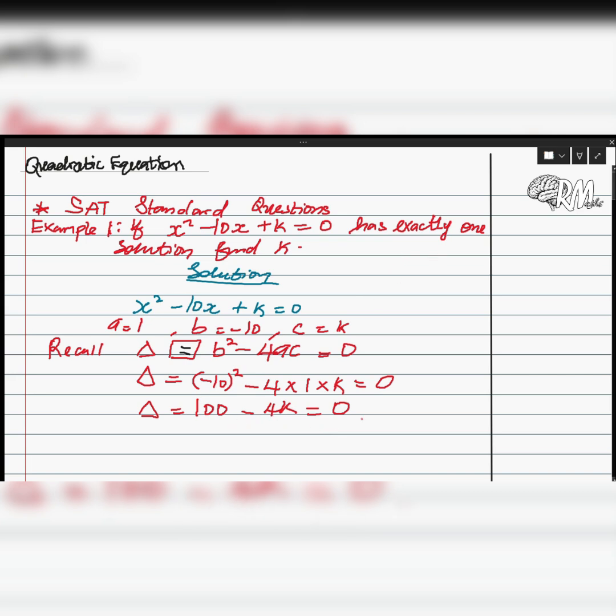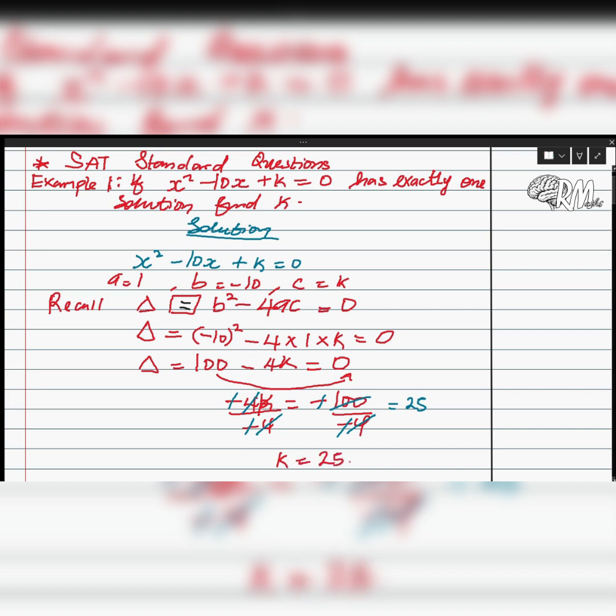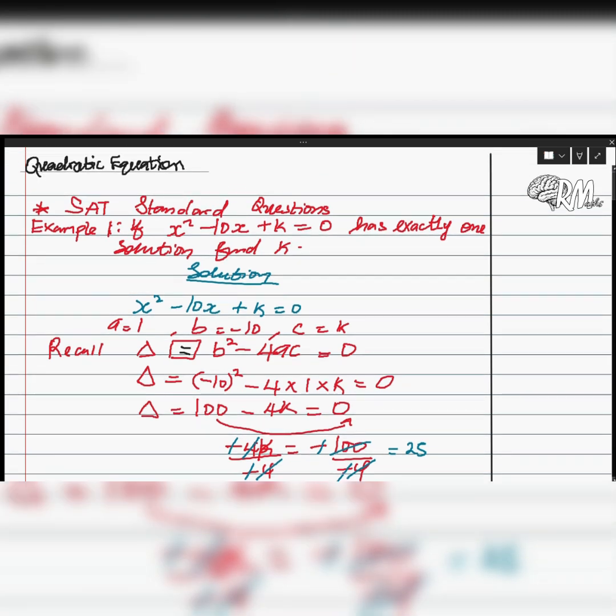So then I'll have to take the 100 to the other side. Then I have minus 4k equals minus 100. Then I'll divide both sides by minus 4. Minus cancels minus, 4 cancels 4, and 4 in 100 gives me 25. So finally I have k equals 25. So this is the final answer to this SAT question.